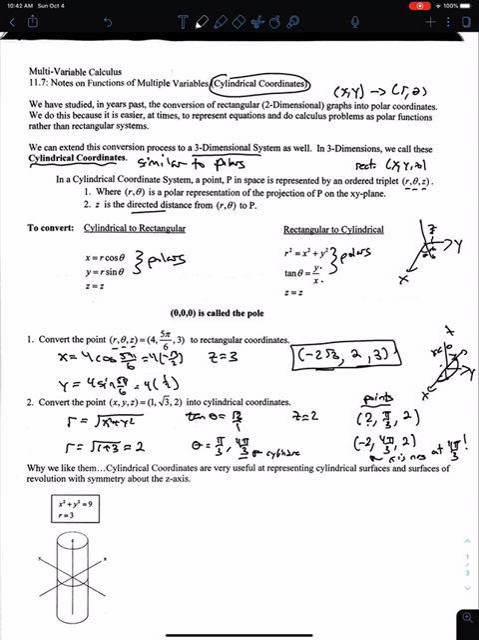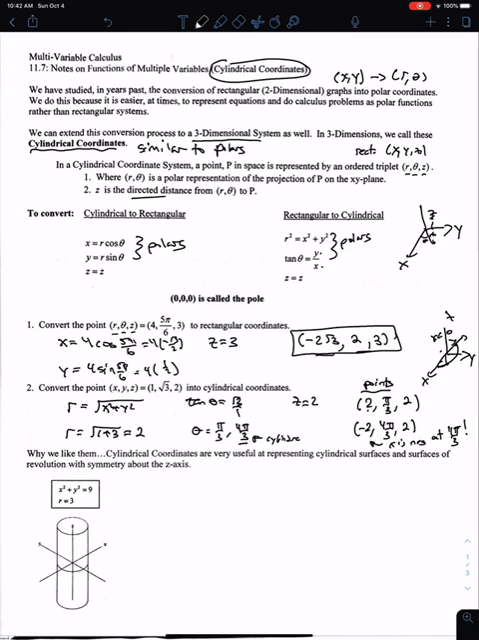Now, why do we like cylindrical coordinates? For one, cylindrical coordinates are very useful for representing cylindrical surfaces, so basically anything that has a round surface. I kind of drew a little cylinder over here. They're also useful for surfaces of revolution with a symmetry about the axis. When we get to areas and volumes, we're going to be talking about this later on this year.